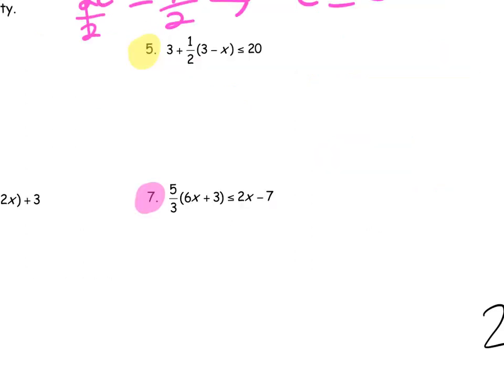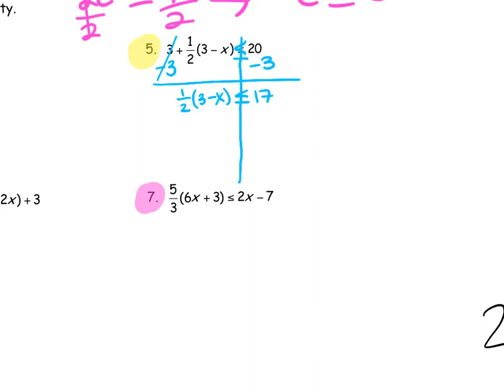All right, so still being on page 23, I'm going to do 5 with you guys, and you guys are going to do 7. So my first step for question 5, I'm going to draw my line down the inequality symbol, remembering we have less than or equal to here. Okay. And I'm going to get rid of this 3 first. I'm going to use the subtraction property of equality and bring that 3 over. So now I have 1/2 times 3 minus x is less than or equal to 17.